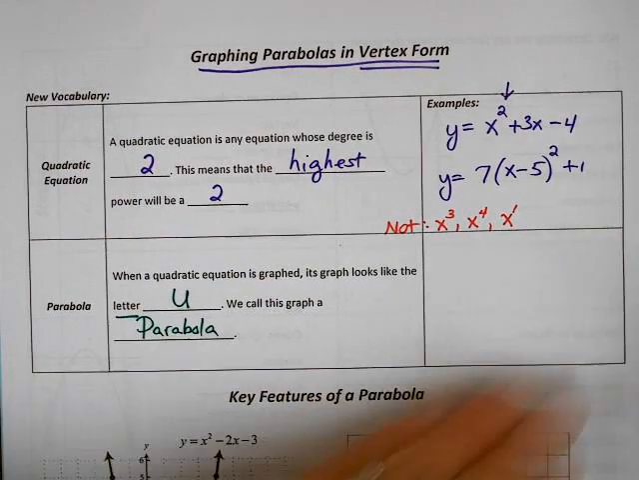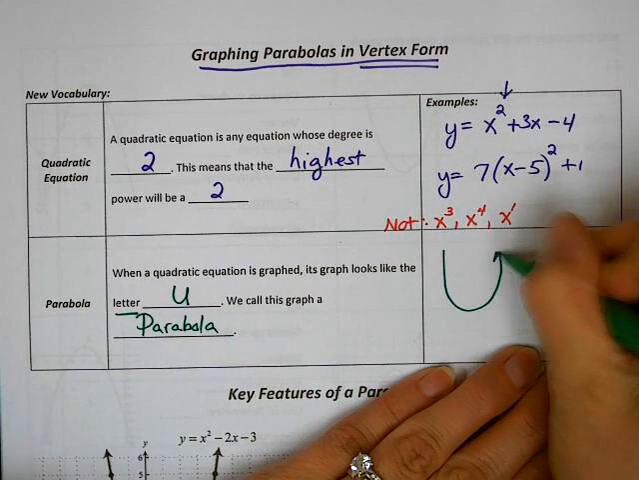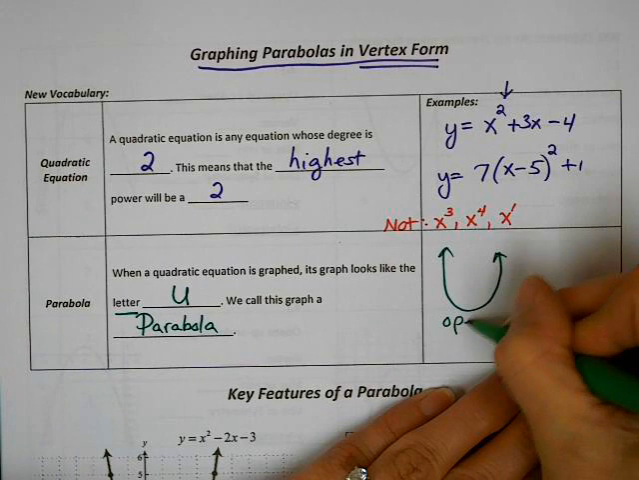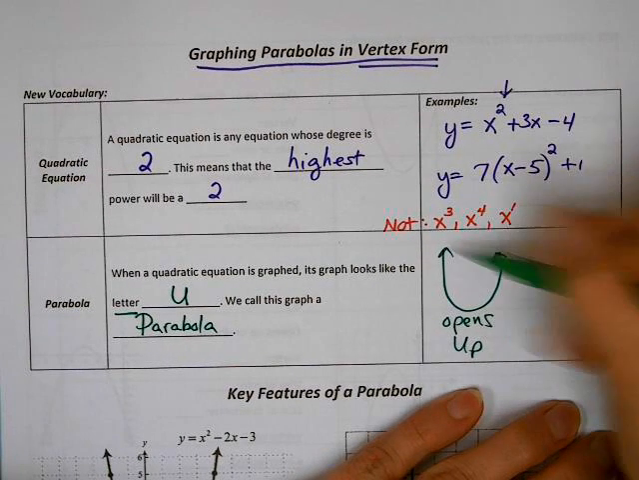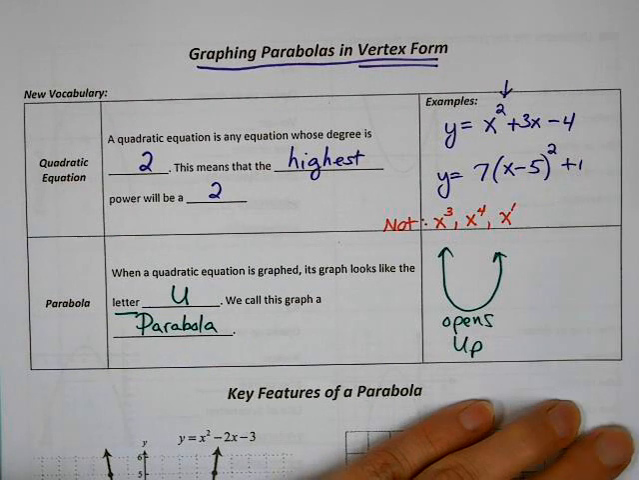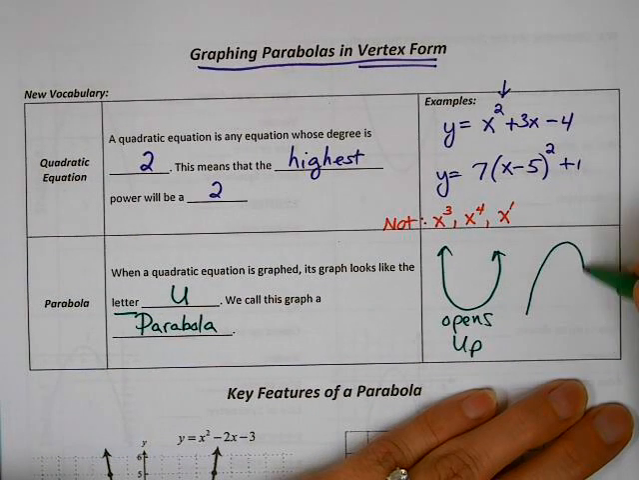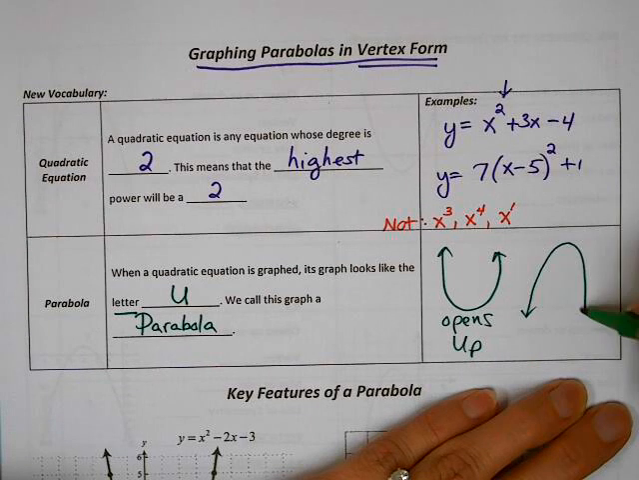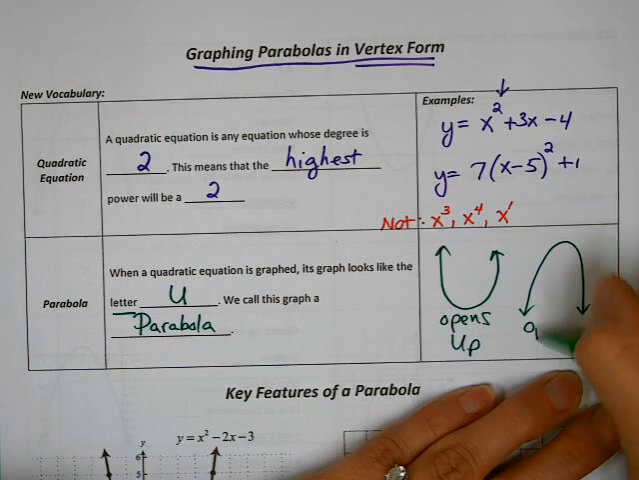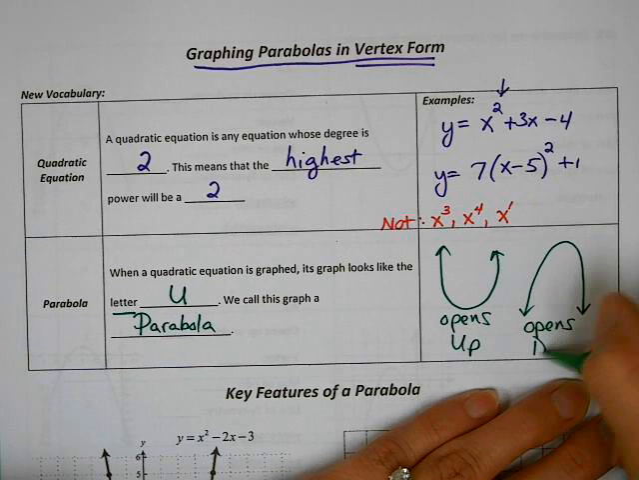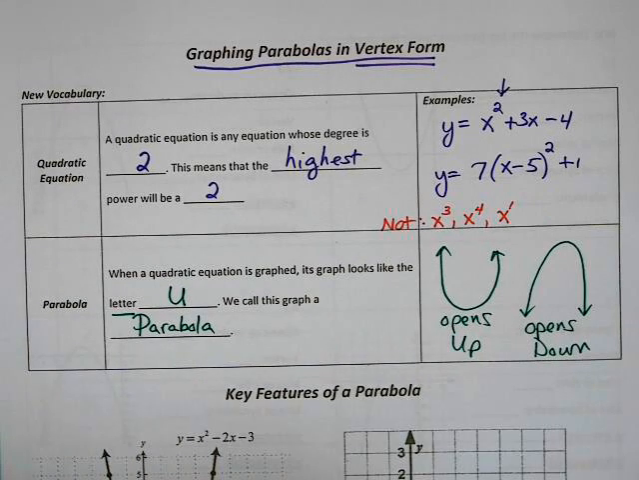Parabola. Okay, so here's a parabola that opens up. We say opens up. We put 2 arrows on it because it goes up forever. Maybe the parabola looks like this. Be sure to put your arrows, so it goes down, down, down forever. This one opens down, okay?